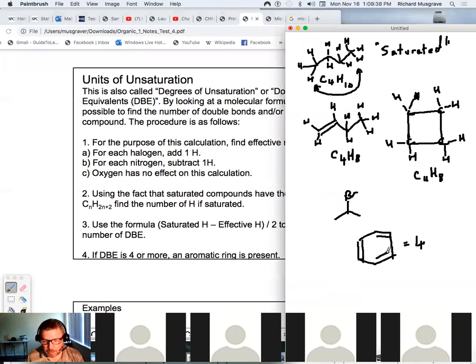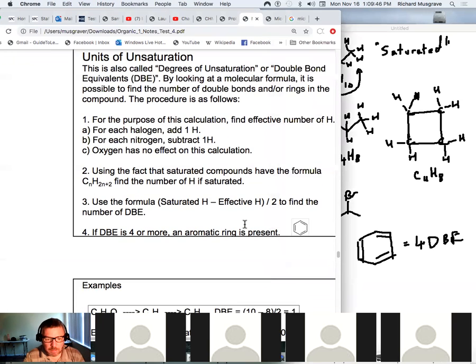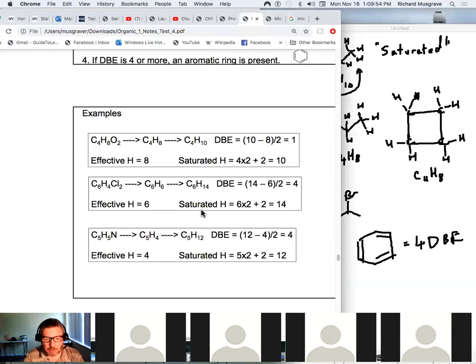And I know, if you see 1, 2, 3 double bonds in the ring, that makes 4. So that's good information as well. All right, so let's have a look. We use this formula here: saturated hydrogens minus effective hydrogens, divided by 2. So let me show you some examples here.